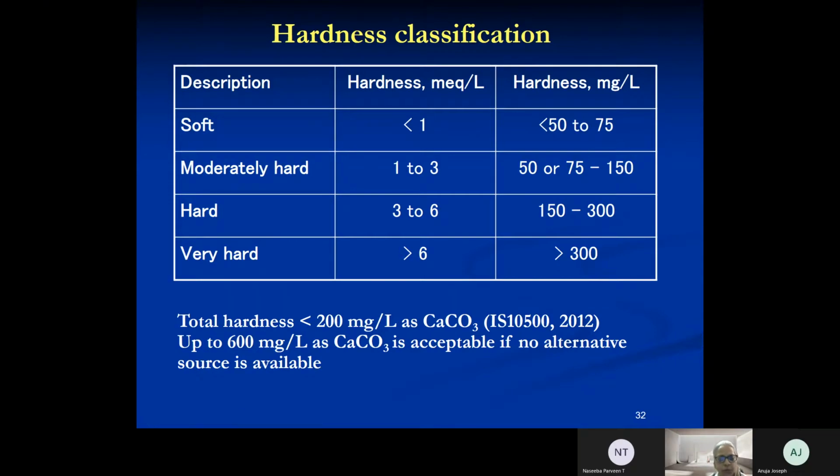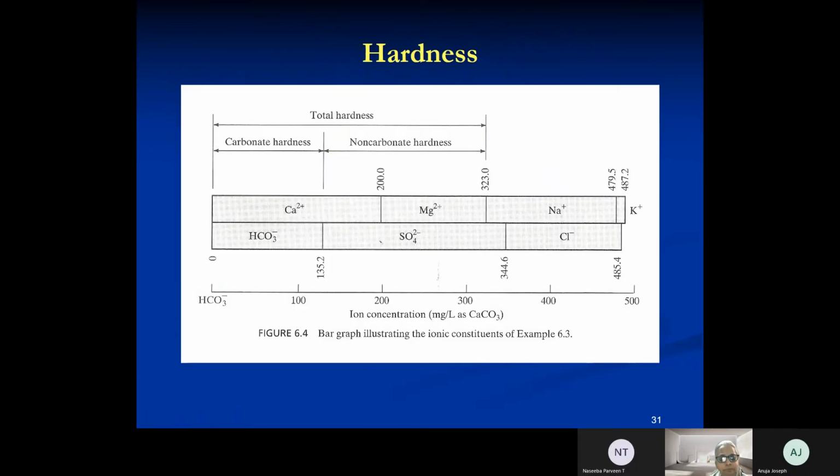So total hardness, according to the water quality standards for drinking water, should be less than 200 milligrams per liter as CaCO3. If no other good quality drinking water is available, then you can tolerate an acceptable limit of 600 milligrams per liter as CaCO3.